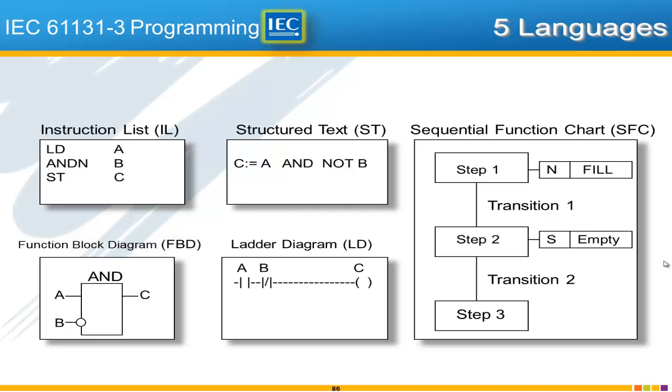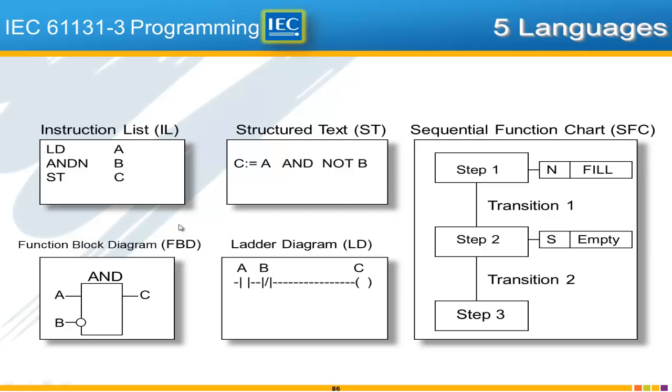And of course, the most natural and visible standard that will be apparent to the programmer are the 5 standard languages of IEC 61131, which are instruction list, abbreviated IL, structured text, ST, function block diagram, FBD, and ladder diagram, LD. Sequential function chart is considered to be the 5th language, SFC, although it is a bit different. It's more of an organizational tool than it is a programming language.